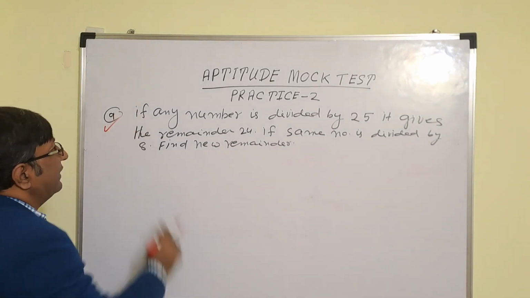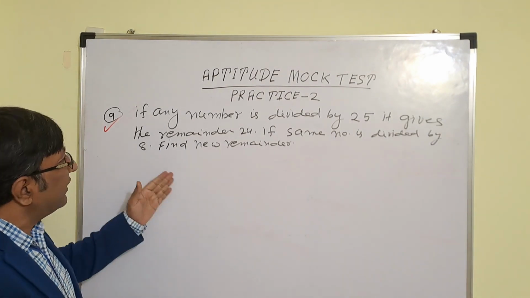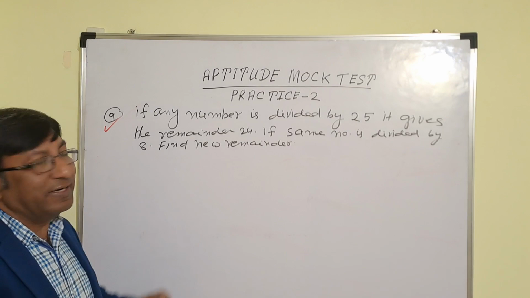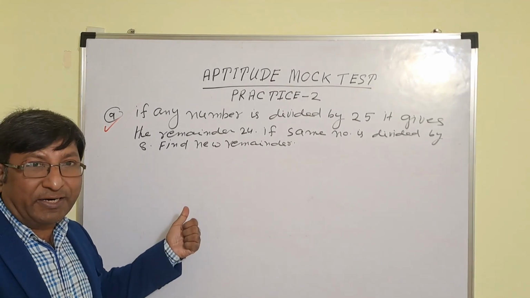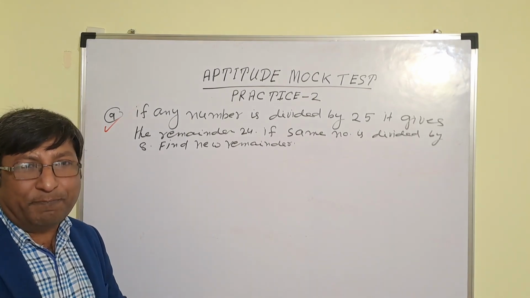Now see question number 9. This is question 9. If any number is divided by 25, it gives the remainder 24. If the same number is divided by 8, find the new remainder. This is also a very important question, and we can solve this question without any pen and paper.